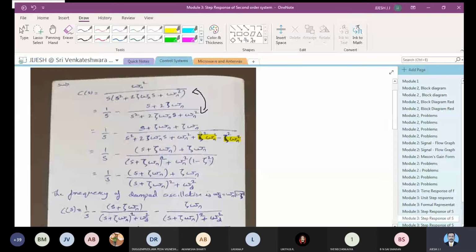And 2 zeta omega n in the numerator I have split as zeta omega n plus zeta omega n. Now the next step: I took s plus zeta omega n together, and the rest of the terms I left there. Here in the denominator also, I took s plus zeta omega n square together, and this completely will give me s plus zeta omega n square, and this one I have taken omega n square outside and wrote 1 minus zeta square.